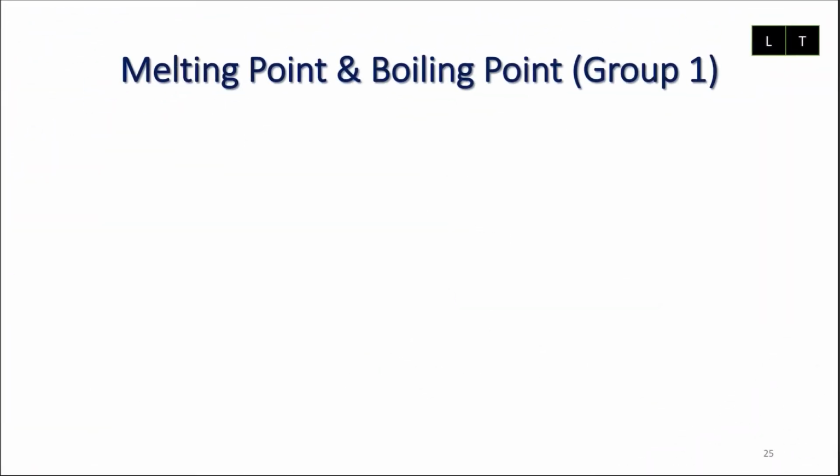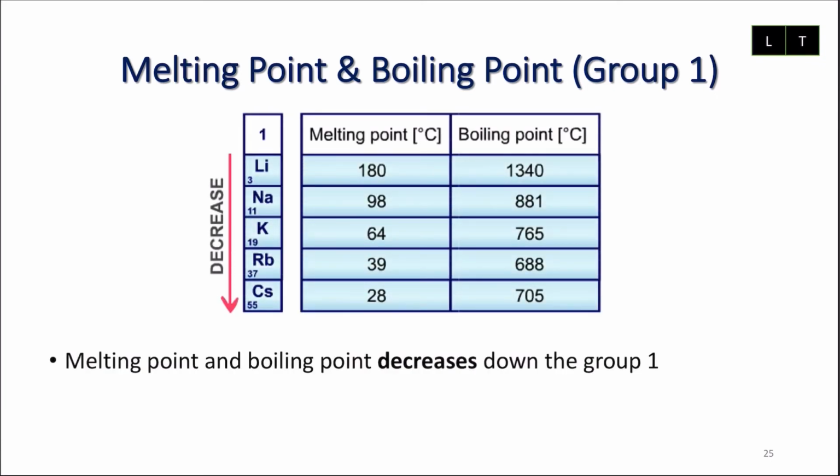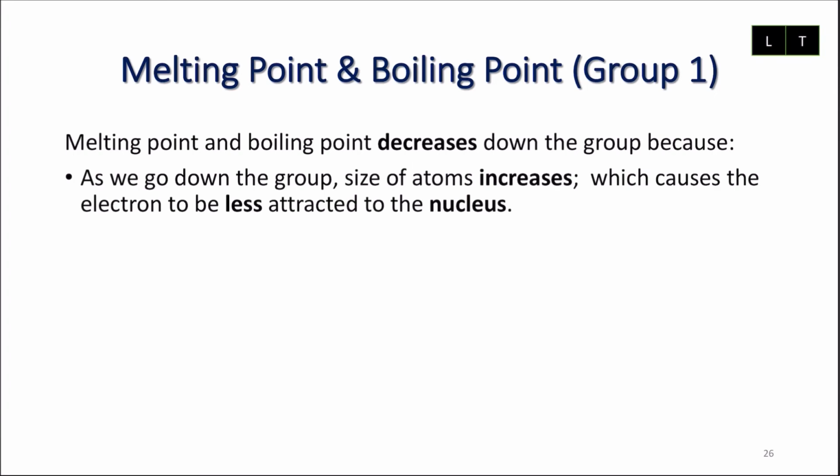Now, we go for group 1. So, group 1, you can see from this picture, melting point and boiling point decrease down the group. You can see clearly from the values here. So, why is this happening? We should know that as we go down the group, the size of atom increases. Kita akan gunakan ansas di mana segitiga dia menegak. So, this causes the electrons to be less attracted to the nucleus.